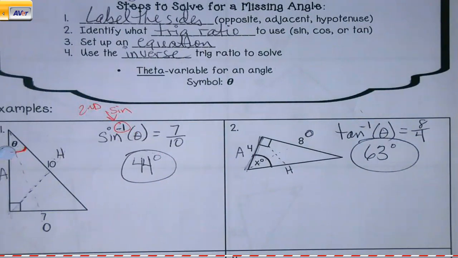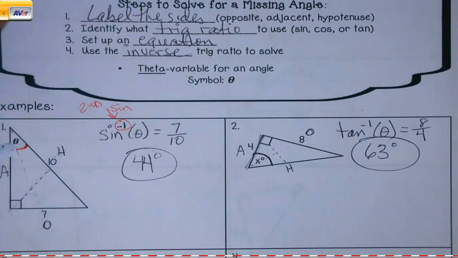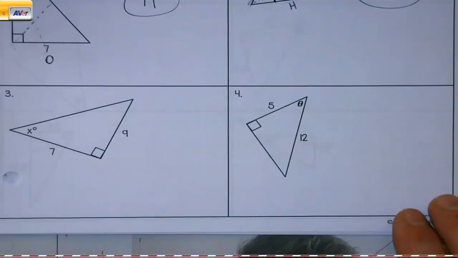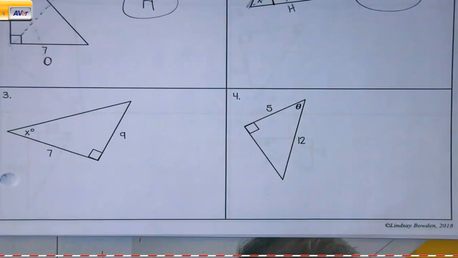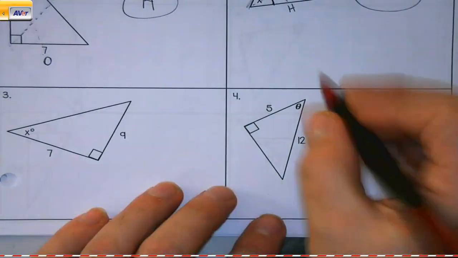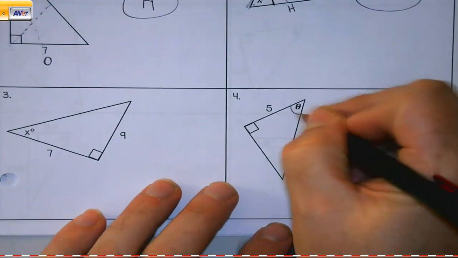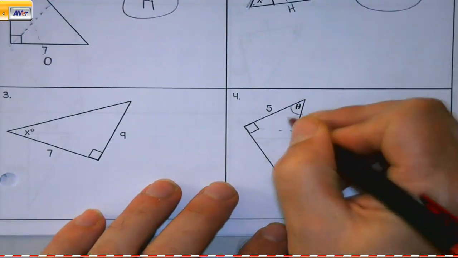You mean like x or theta or whatever? No, I don't care. So here's what I want you to do for a moment. I want you to do number 4, not 3, 4, and then we will get back together in just a moment to see if everything is going well or not.